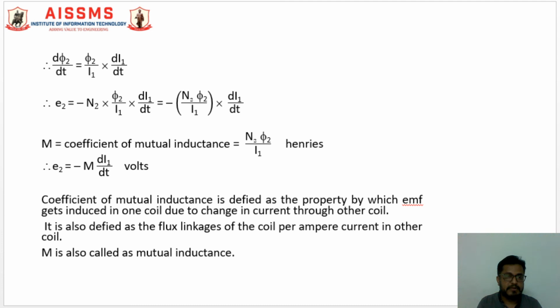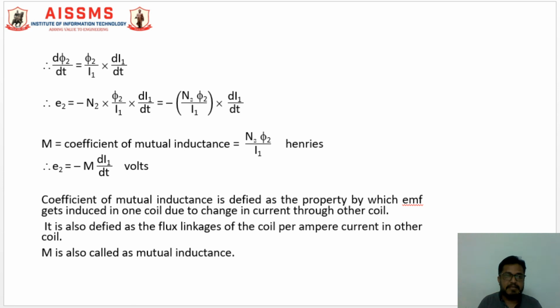Therefore, EMF E2, that is mutually induced EMF, equal to minus M di1 by dt holds. The coefficient of mutual inductance is defined as the property by which EMF gets induced in one coil due to change in current through the other coil.